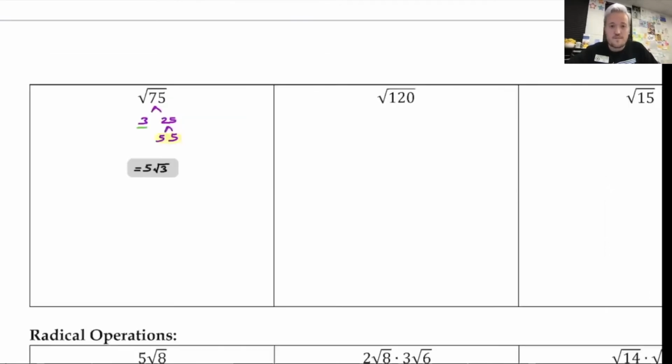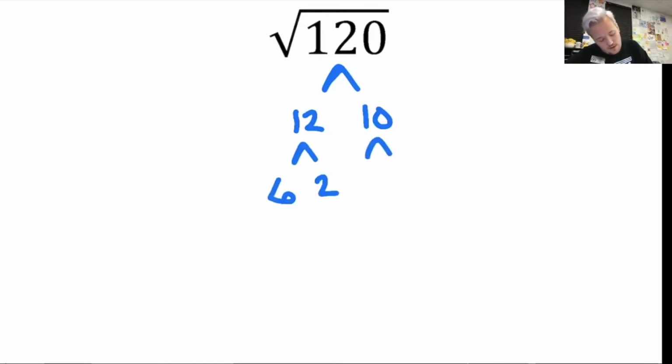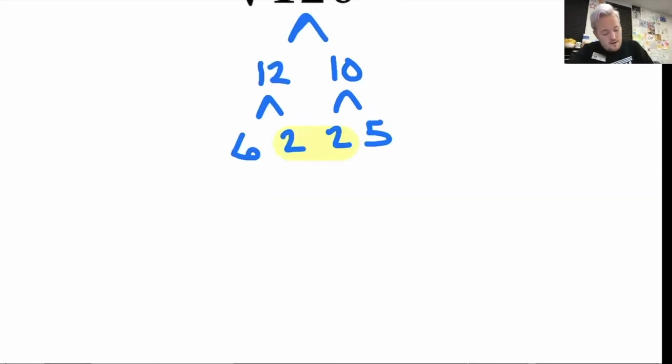All right, so over here, square root of 120. Same idea. I'm going to use 12 and 10. Then 12 breaks down to 6 and 2, and 10 breaks down to 2 and 5. I was a little strategic with how I organized my factors, so that my 2's right here I can easily highlight together as a pair. If you want to do your 2 on the other side and do your fancy curve highlighting or whatever, go for it. Then the 6 breaks down into 2 and 3.